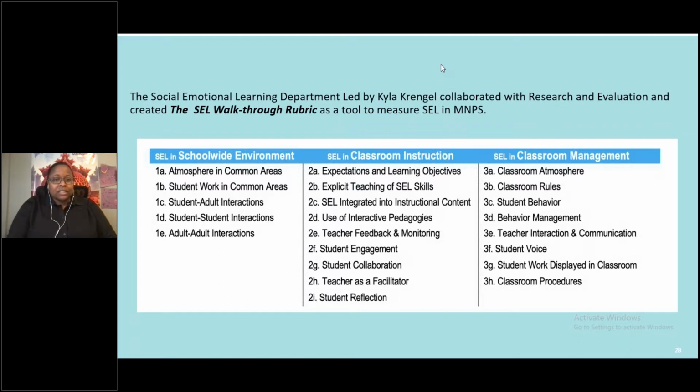If you'll look on the slide, there are 3 areas in which we collect data: school-wide environment, SEL in classroom instruction, and SEL in classroom management. If you look, there are subheadings under each one, and these are the areas that are measured when we go through a walkthrough. Next slide, please.